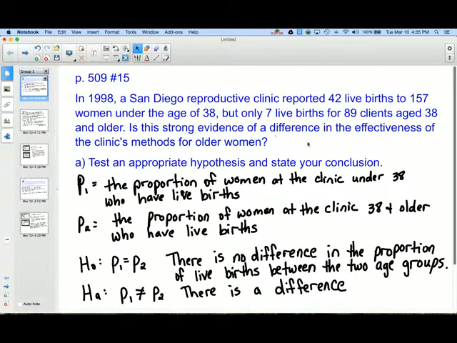And the reason why I chose to do a two-sided test is because it says, is this strong evidence of a difference in the effectiveness of the clinic's methods for older women? So it's not giving you a direction when it just says of a difference. So you would want to make sure you did a two-sided test.